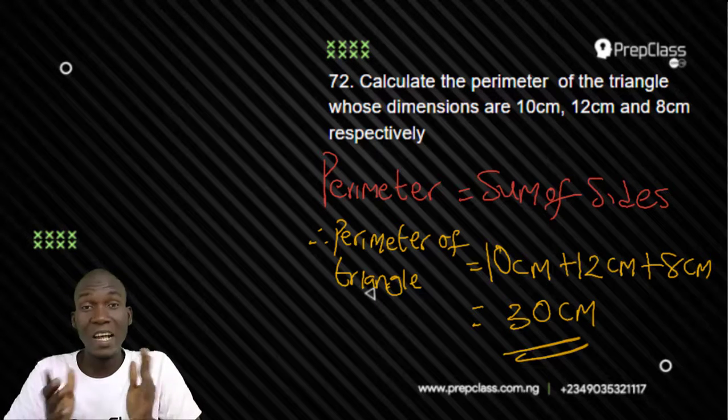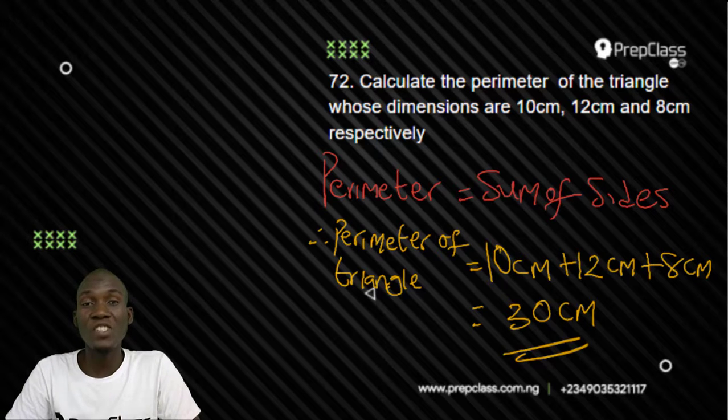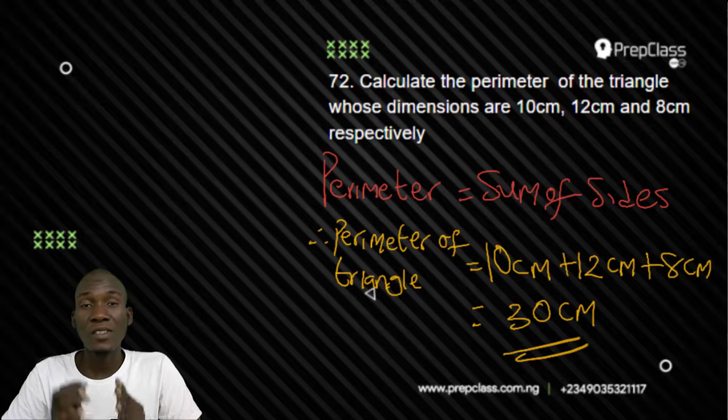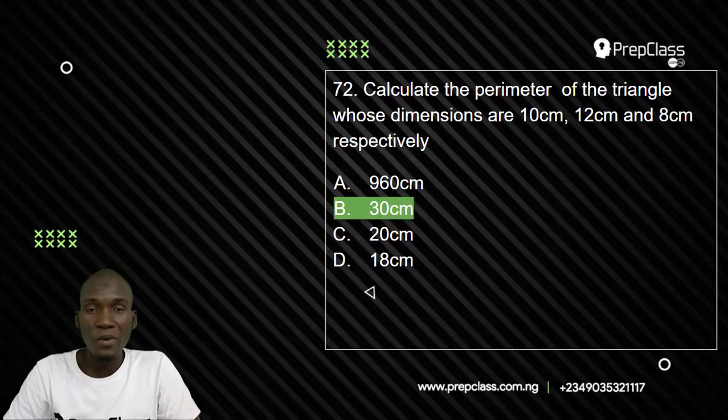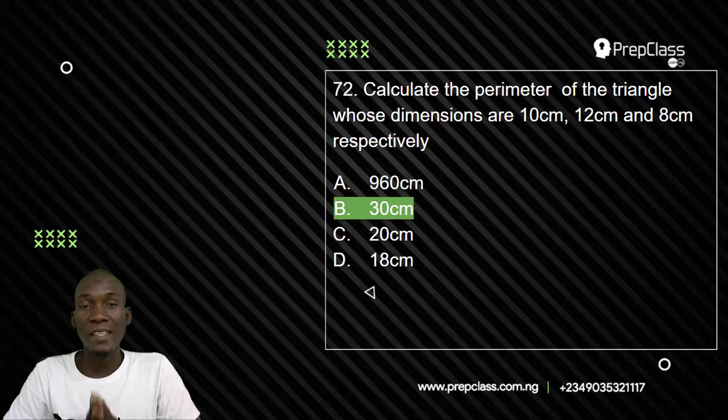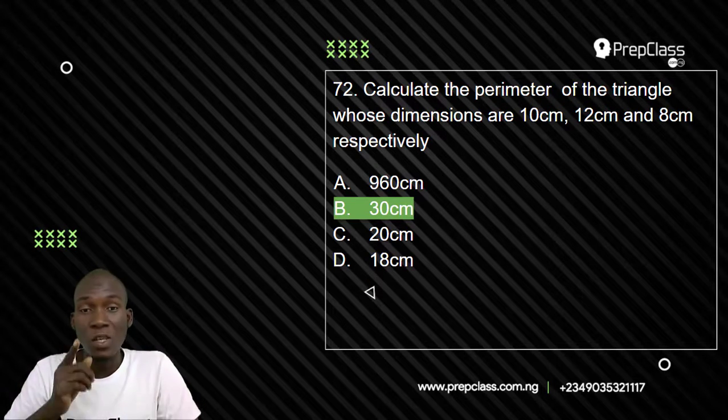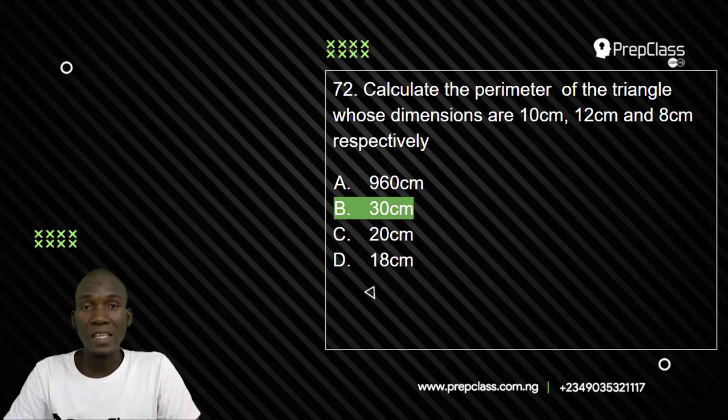So you can see that was very, very easy. It is easy to find the perimeter of any shape. What you just need to do is add all the sides together to get the perimeter of the shape. So for this triangle here, the correct answer is 30 centimeter, and that is option B, 30 centimeter. I hope you understand that. So now let's move to the next question.